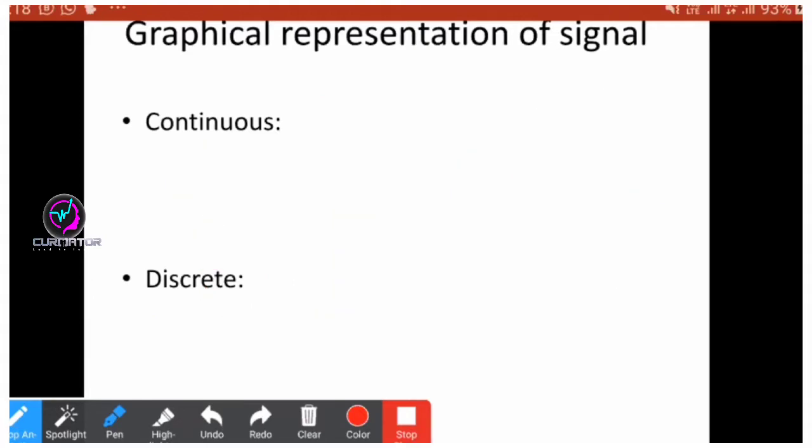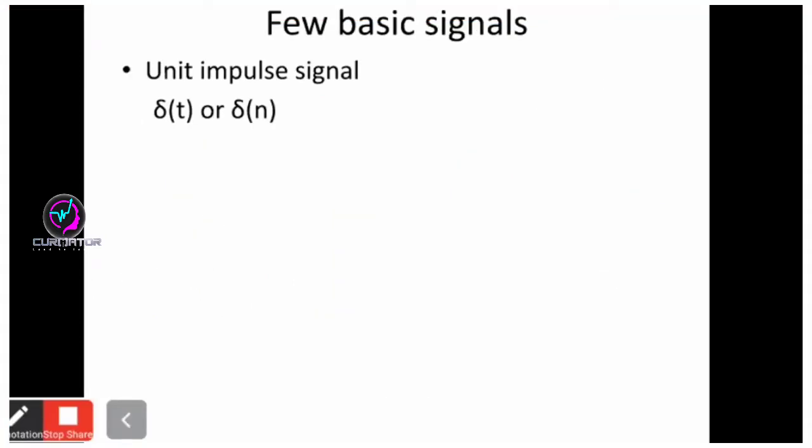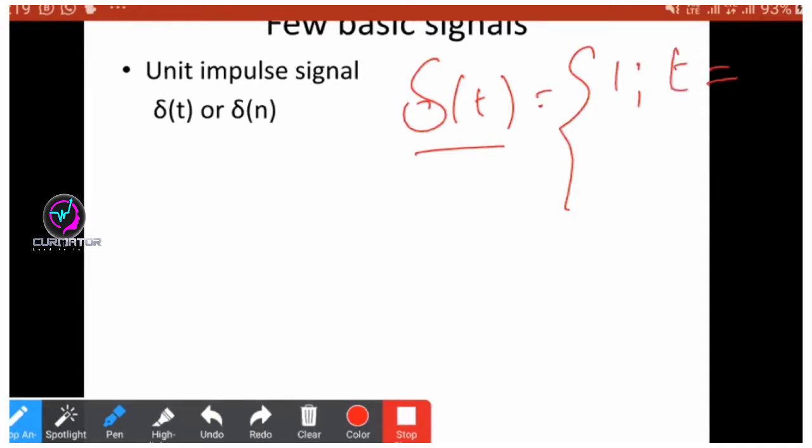Now let us see a few basic signals which we will use often throughout this course. First signal is the unit impulse signal. We will represent this signal as del. Let me tell you first del of t, as a continuous time signal. Del of t is equal to 1 for t equal to 0, 0 otherwise.